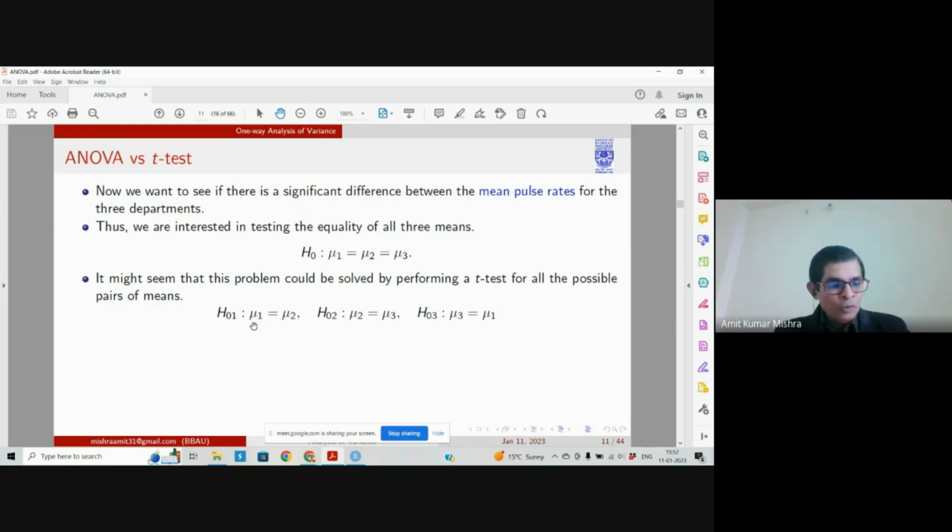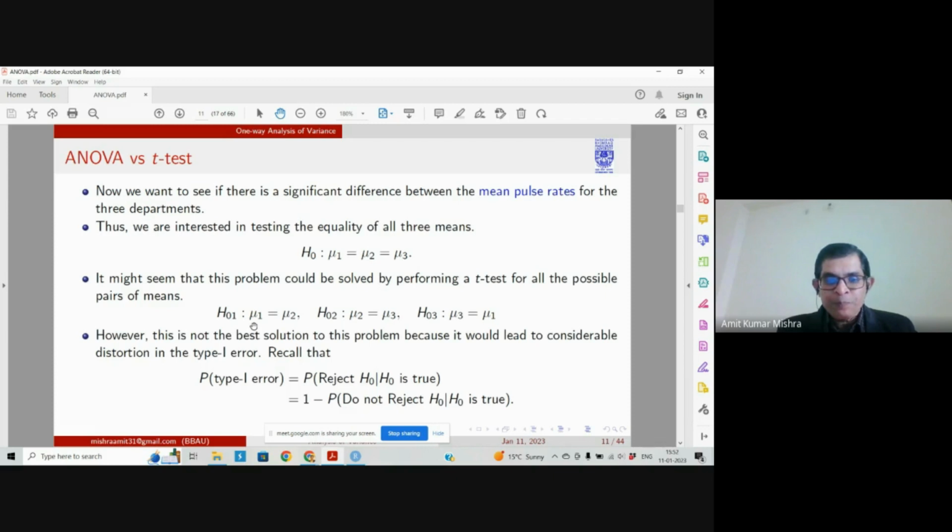So I am going to show you that if you go by t-test, by pairwise comparison, there will be some problem. Okay, I am going to discuss that. However, this is not the best solution. Why this is not the best solution, we are going to consider with the help of type 1 error.